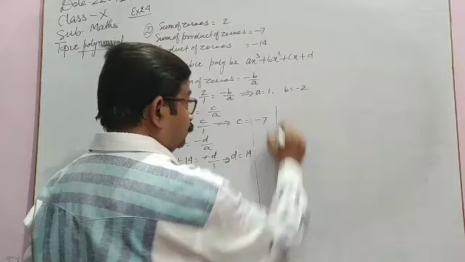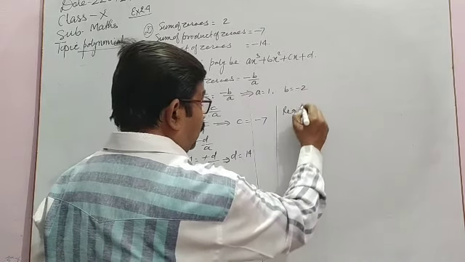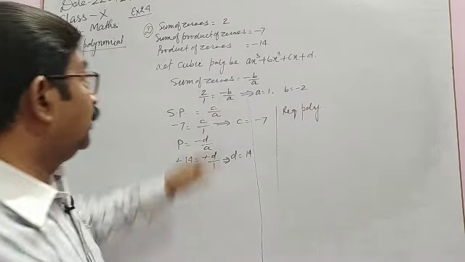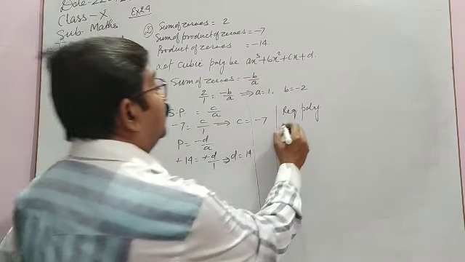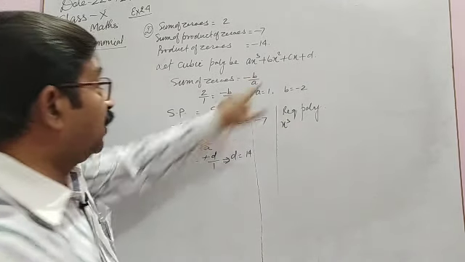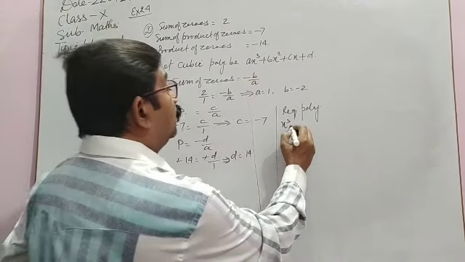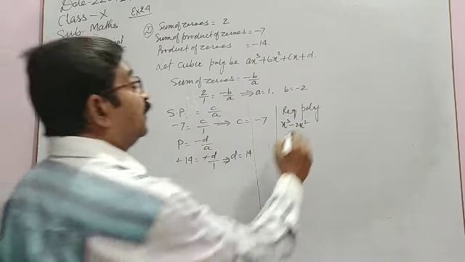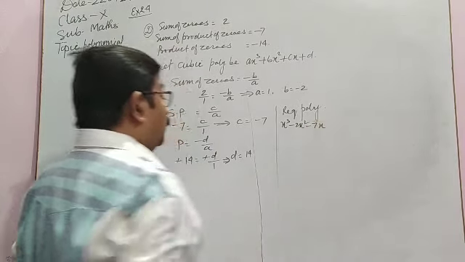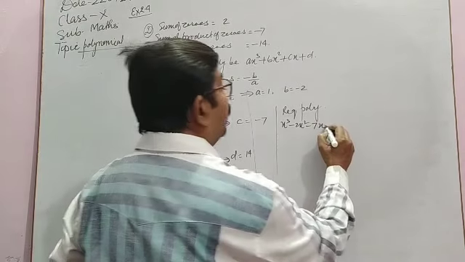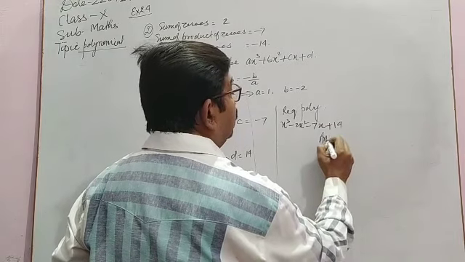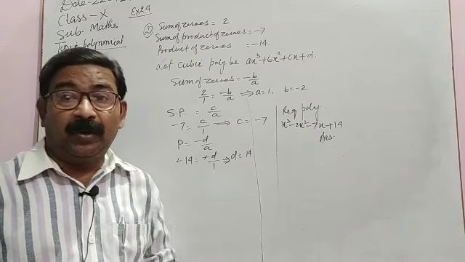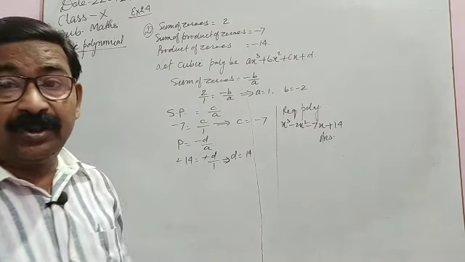So the required polynomial is: write the values. ax cube, a is 1, that is x cube, plus bx square, b is minus 2, so minus 2x square, plus cx, c is minus 7, so minus 7x, plus d is 14, plus 14. So this will be the answer. This is how you can obtain a cubic polynomial for the given situation.